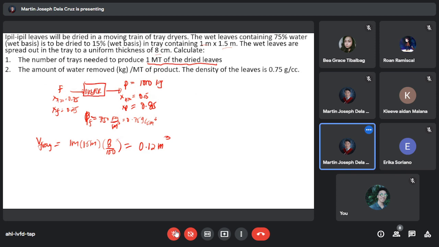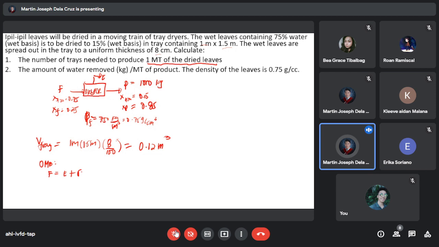Class. But how can we do that, class? Just simply, kailangan natin ng value ni F, class. So, using your take note, class, na may nag-evaporate dito. So, using your overall material balance or solid balance, class. So, if we have your overall material balance, class. So, F is equal to E, your evaporated water, plus your product.